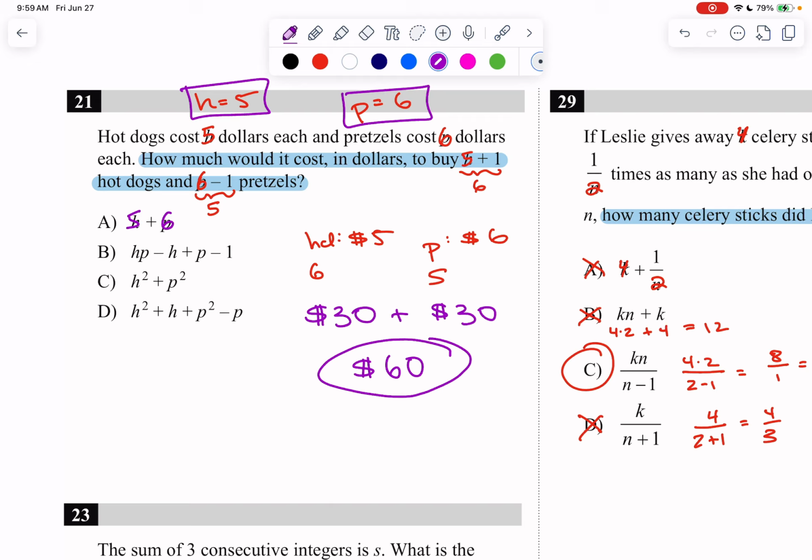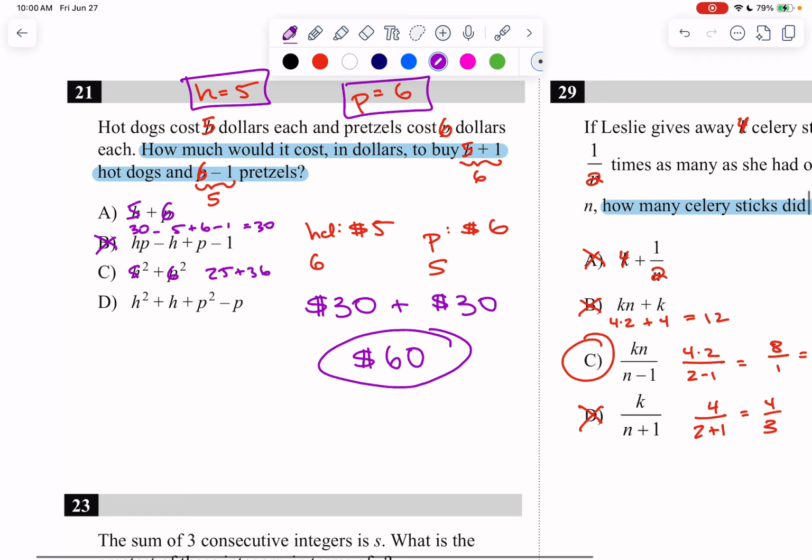And then let's see, we can do in our calculator, 5 times 6, that's 30, minus 5, that's 25, plus 6, that's 31, minus 1, that's 30, but we wanted 60, so not what we're looking for. This one here is 5 squared plus 6 squared, that's 25 plus 36. That's gonna be 61, a little too big, so not that guy.